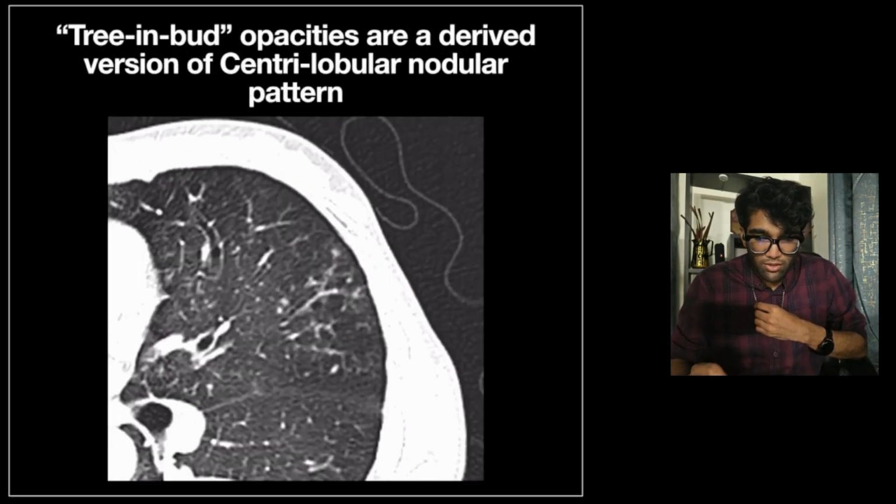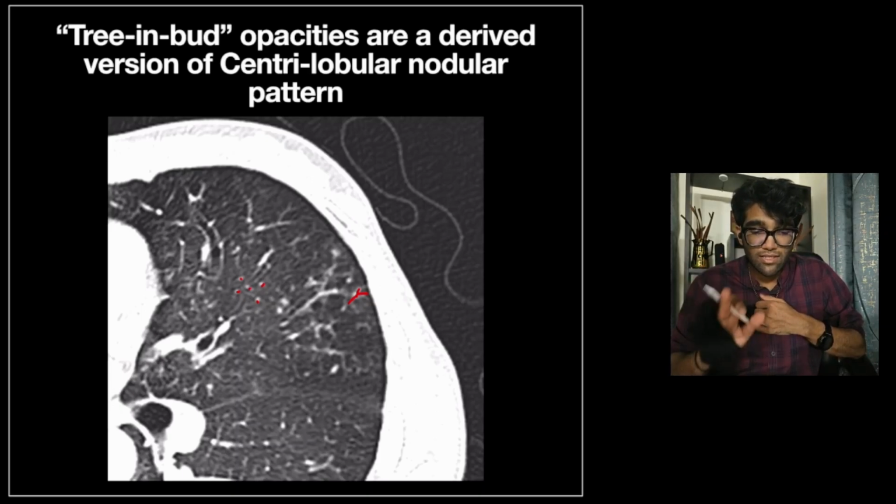So this is what a tree in bud pattern looks like. We've got centrilobular nodules here. You can see these are spaced out from each other, avoiding the fissures, avoiding the wall of the pleura. However, in some locations they are tending to fuse with each other. That is what we call a tree in bud pattern. What we can say definitively about this is that this is an infective pathology. That is what we can say.